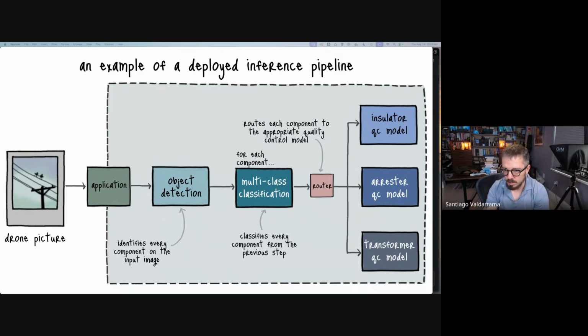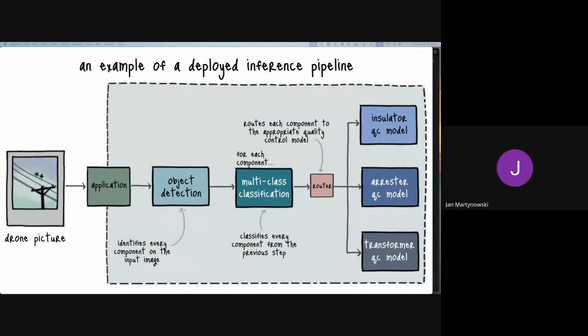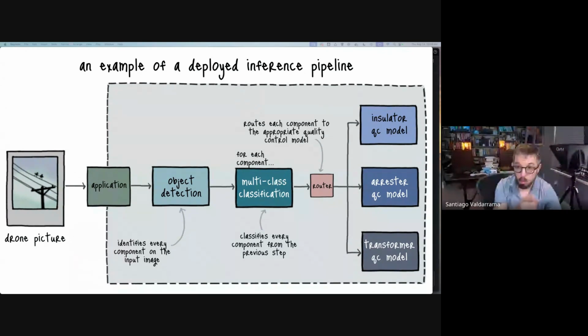Cool. Jean, what's up? Yeah, out of curiosity, you mentioned quality checking the transformers and other components. What kind of models do you use for that? Because you mentioned autoencoders recently. So, you mean the quality assurance for those?